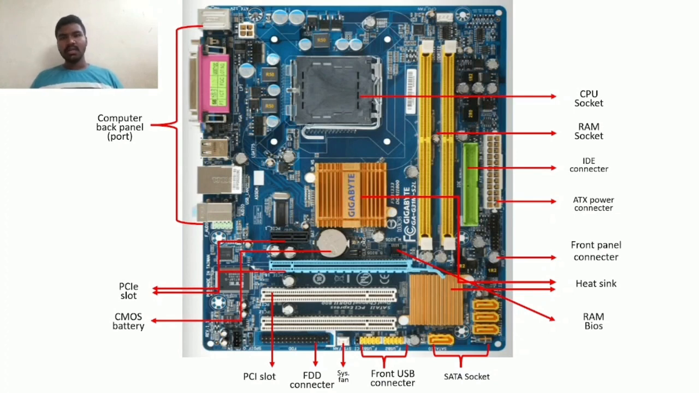The next component is RAM BIOS. RAM means random access memory, and BIOS is the basic input output system. BIOS is a program which is stored in a non-volatile memory such as ROM, and RAM is used to hold the codes of BIOS.